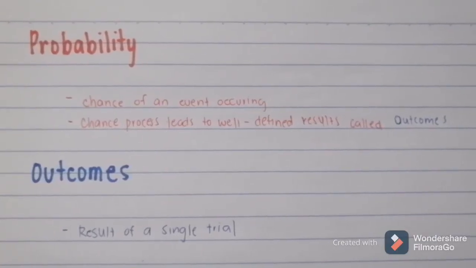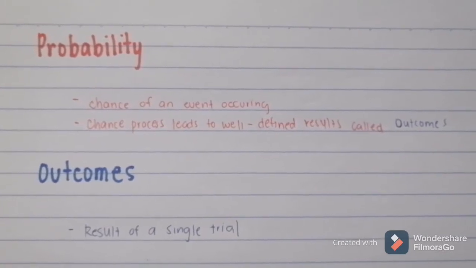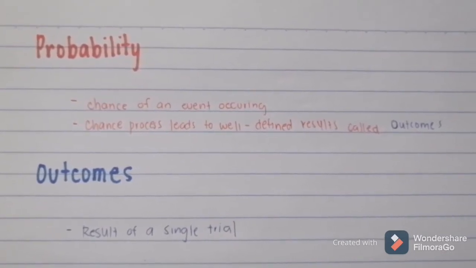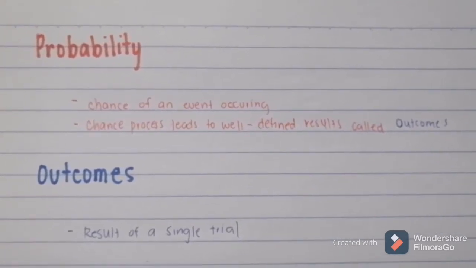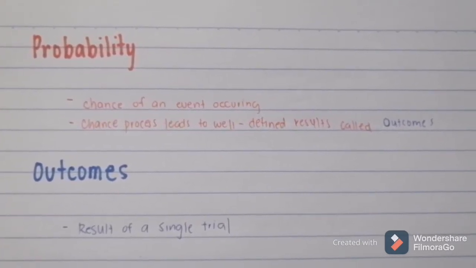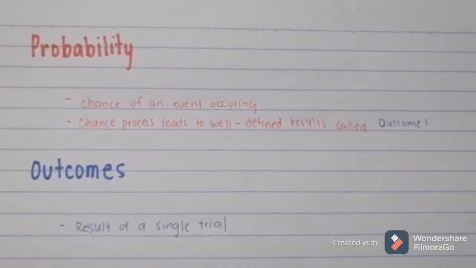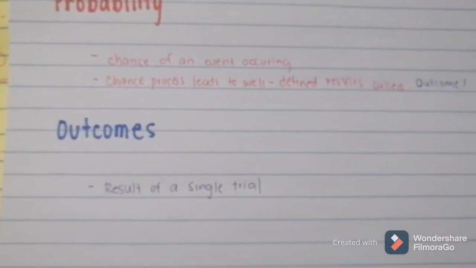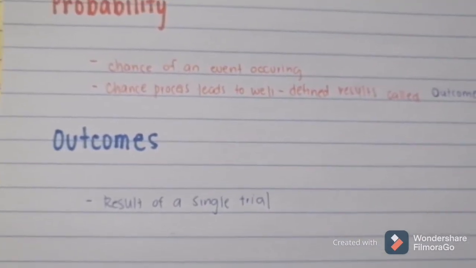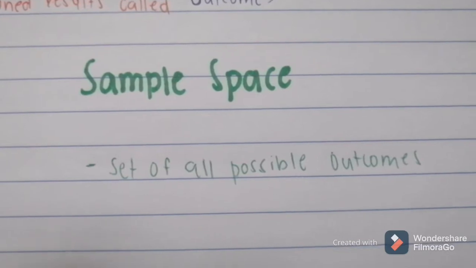So, bago tayo mag-proceed sa pinaka-topic natin, i-introduce ko muna ang probability dahil dito umiikot ang mga topics. So, ano nga ba yung probability? Probability is a chance of an event occurring or a chance process that leads to well-defined results called outcomes. So, ano naman yung outcomes? Outcomes is a result of a single trial, and ang tawag naman sa set of all possible outcomes ay sample space.